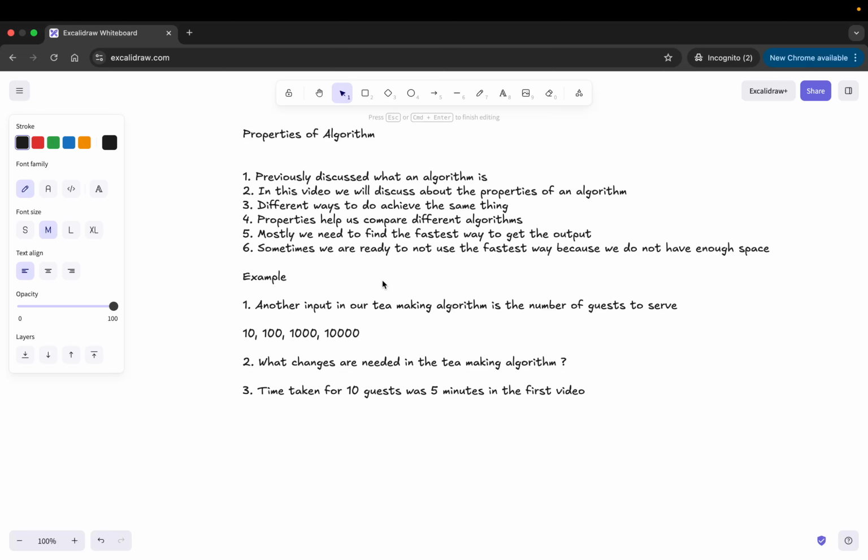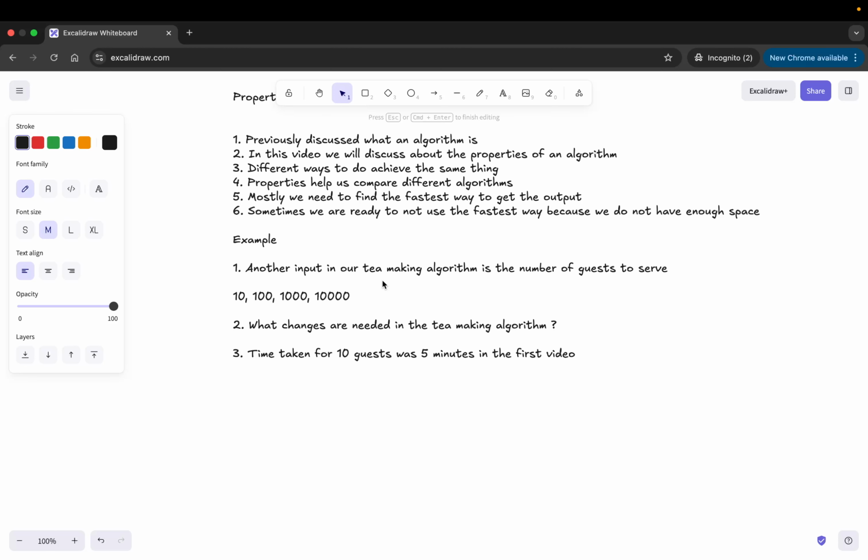So sometimes we are ready to not use the fastest way, because of other constraints. For example, if you're going from home to school, but the fastest way is filled with traffic, or maybe there are some potholes and everything, and you don't want to take that. So you take the smoother road, even though it is not the fastest one.